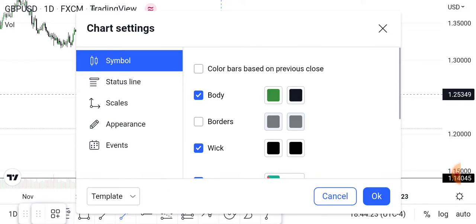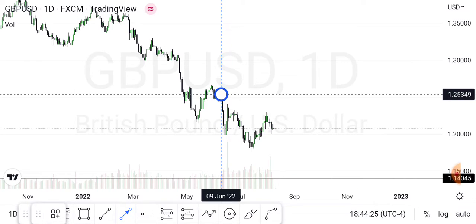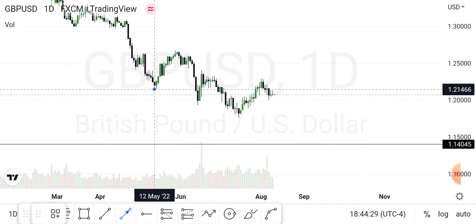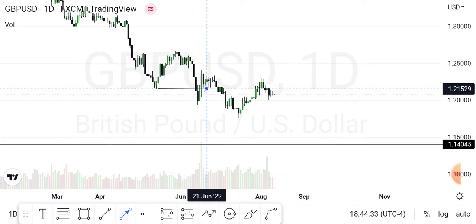So we have this nice break of structure here.